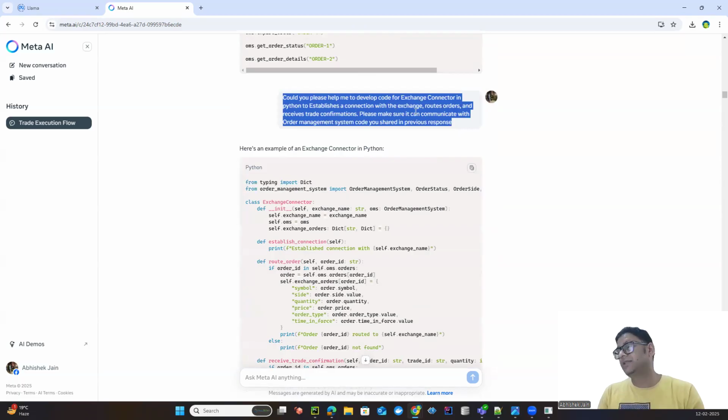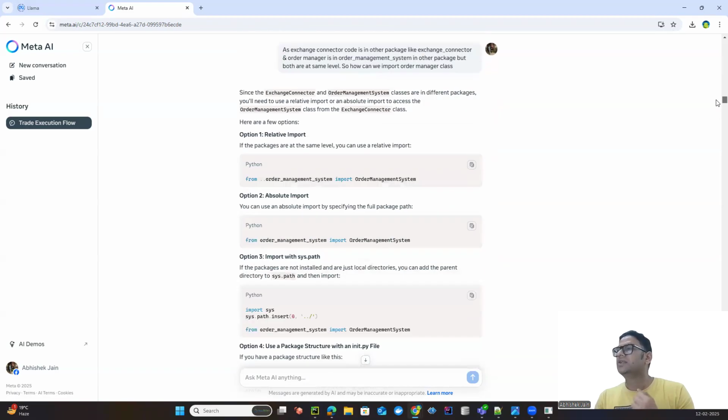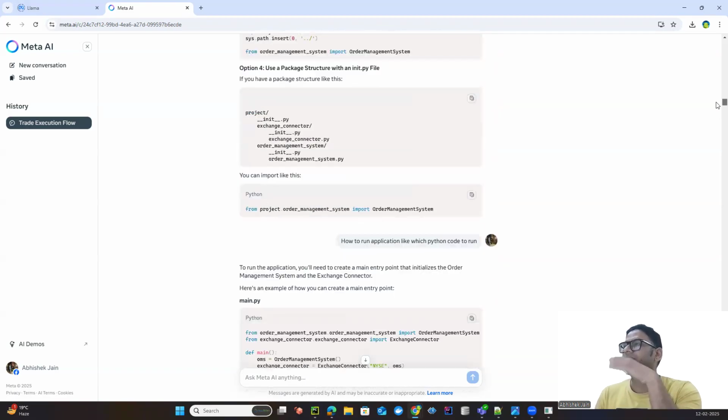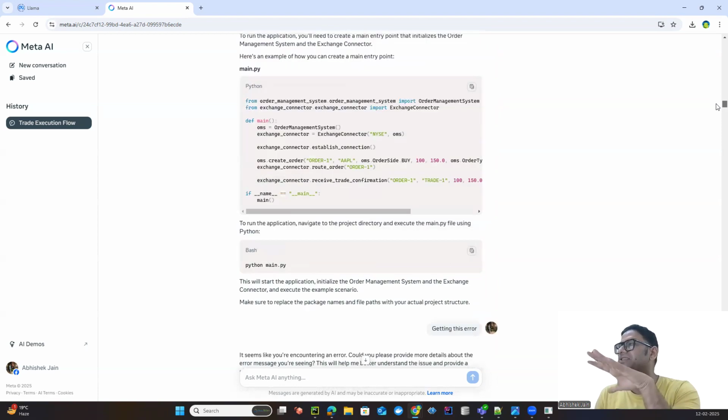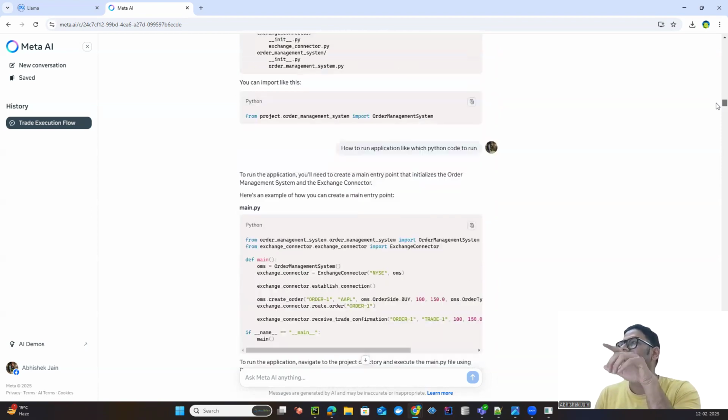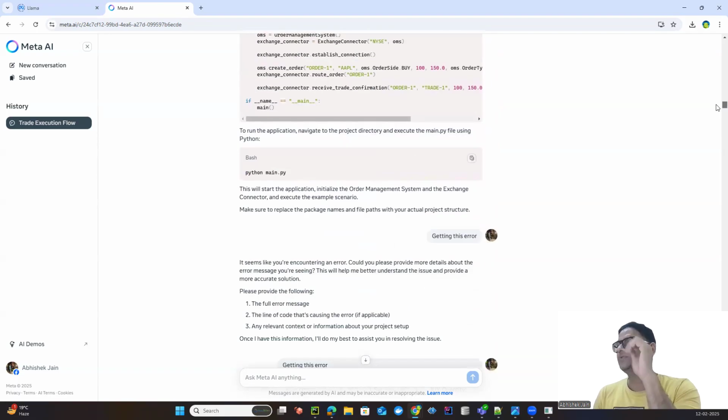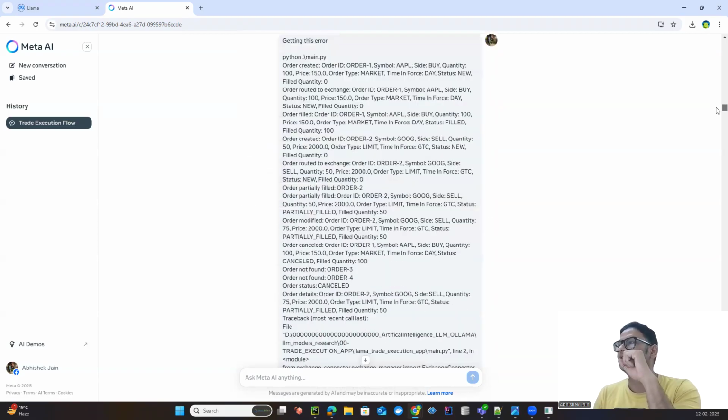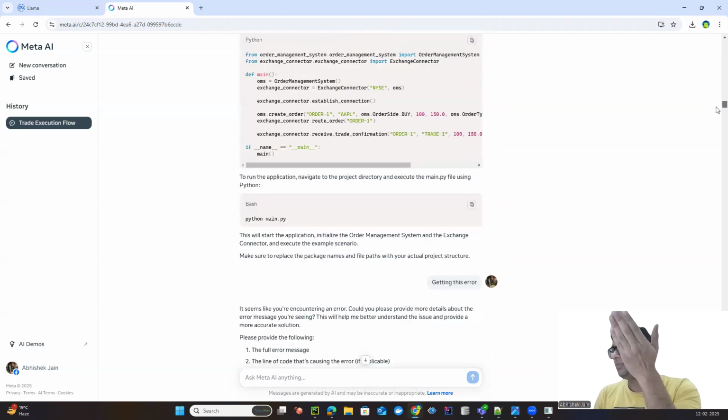Then I asked the very first question for the order management, and then I asked for the exchange connector, and I got another response. Then I said, okay, once we have an exchange connector, I want you to just add trade execution, how the trade execution happens.